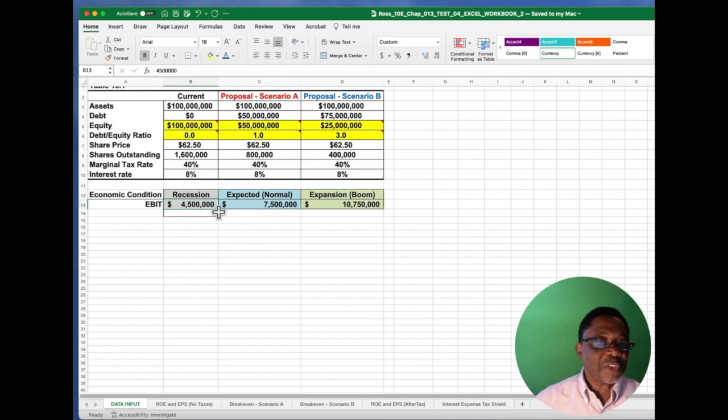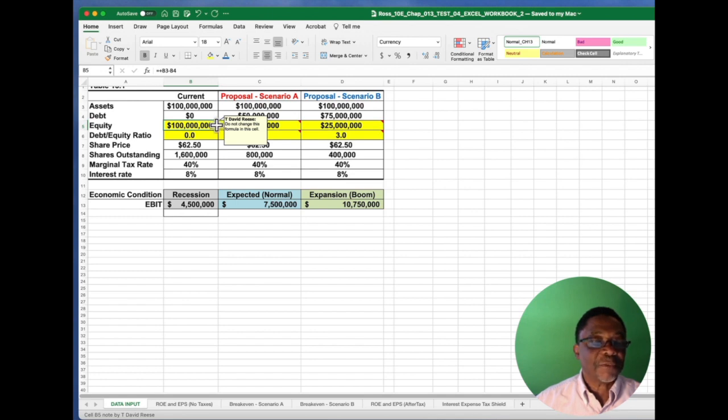So if there's a recession, in this case we're saying that EBIT is going to be 4.5 million. If there is a normal economy, we're saying EBIT is going to be 7.5 million. And in this case, we're saying if there's a boom or expansion economy, EBIT is going to be 10.75 million. Now again, when you're taking the test, you can change any of the values in the white cells. Just do not change any of the values in the yellow cells. I have a little flag on the yellow cells that says do not change formula in the cell. So again, that's the input cell.